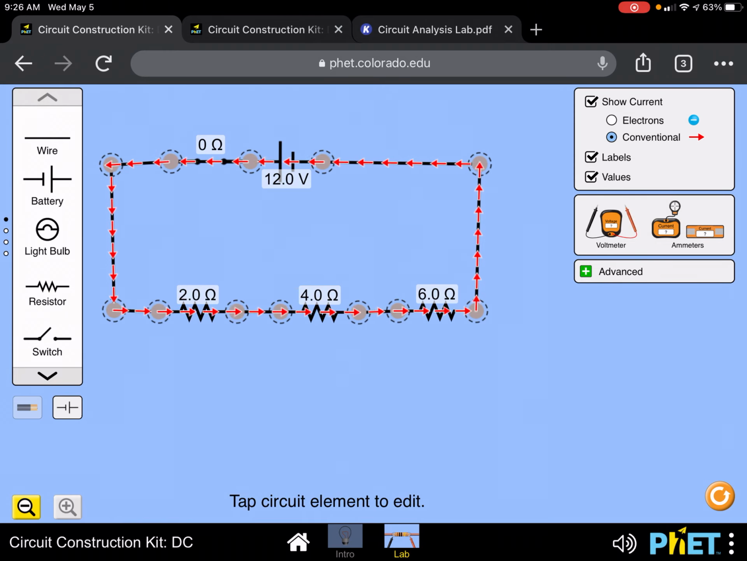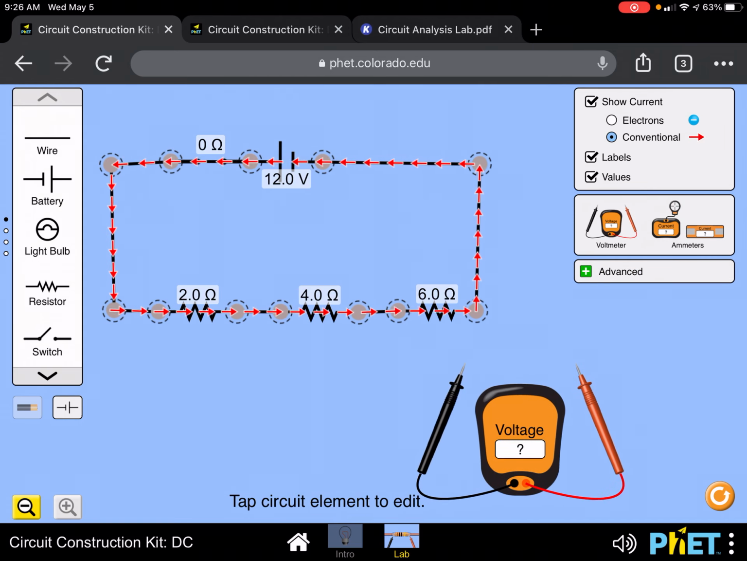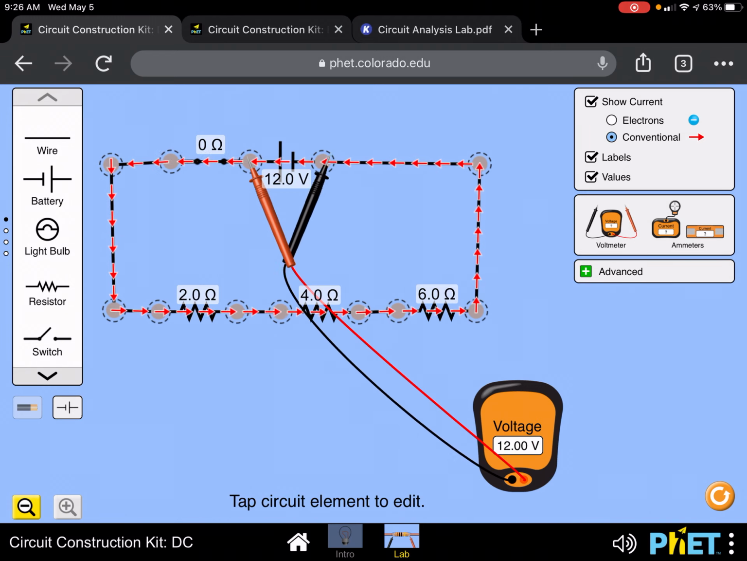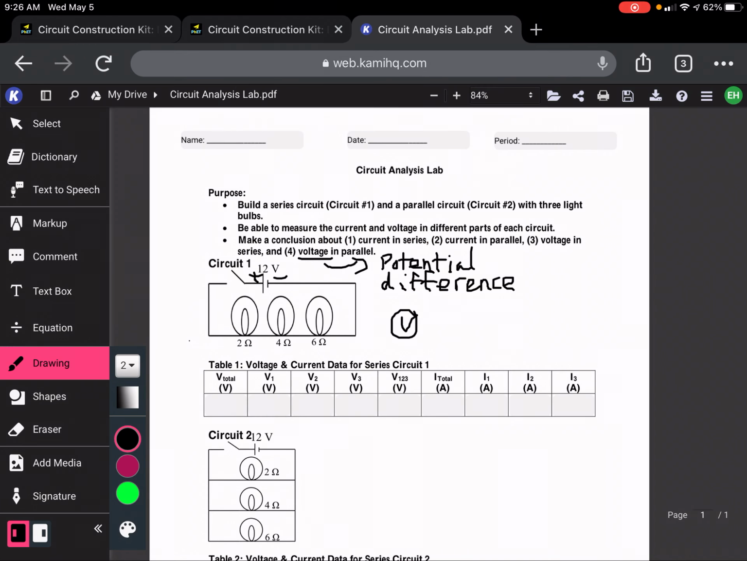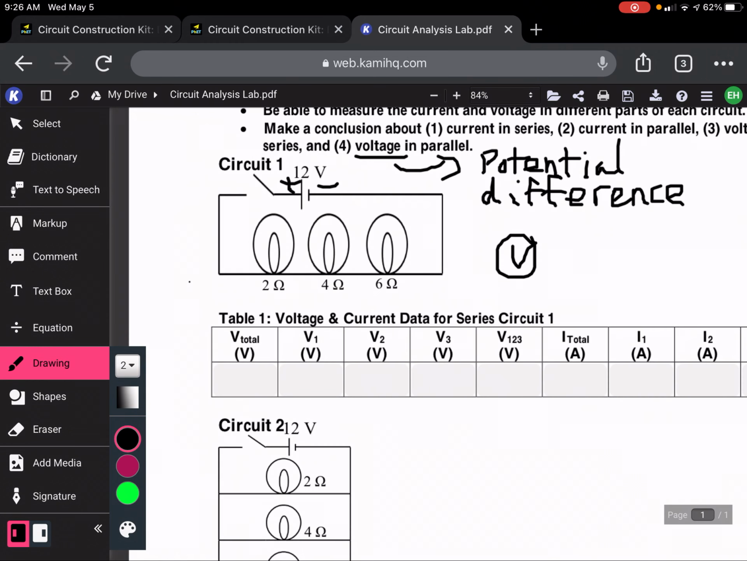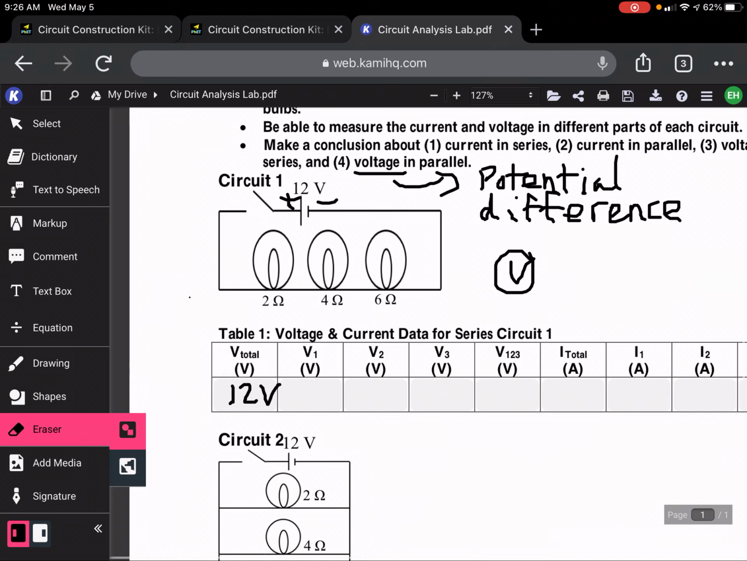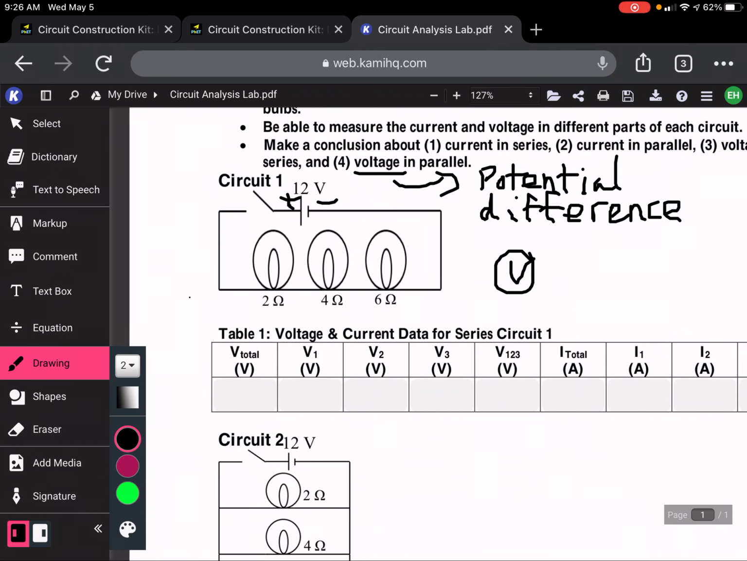Okay, anyway, let's begin. I'm going to drag a voltmeter out, and again, I'm going to place the red end to the positive side of the battery and the black end to the negative side of the battery. You can see the voltmeter is recording 12 volts. So let's go record that. Since voltage is already recorded as a unit there, I'm just going to be recording the number. So 12 total volts across the battery.